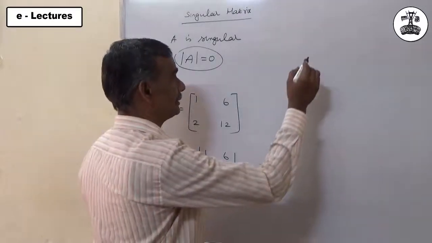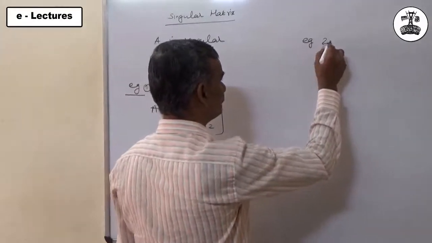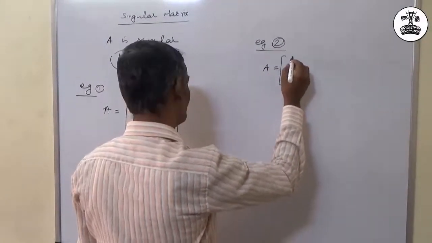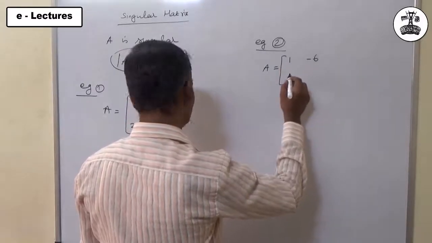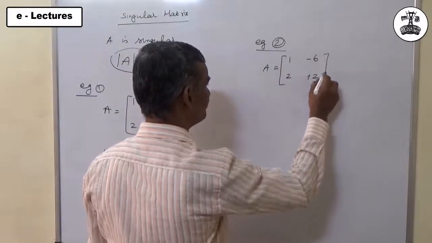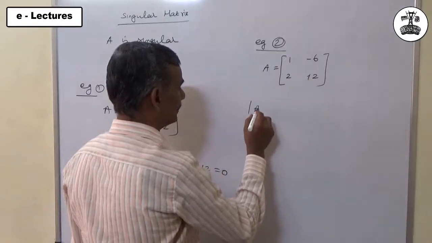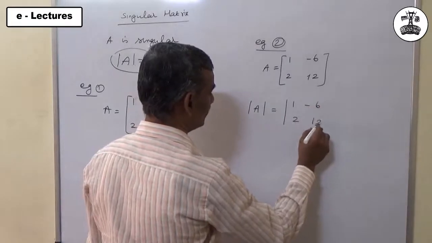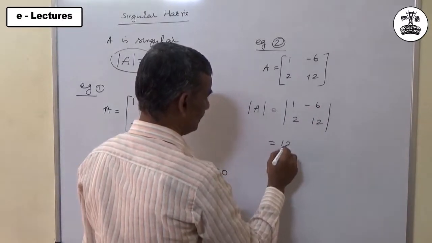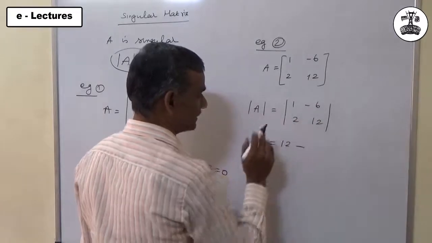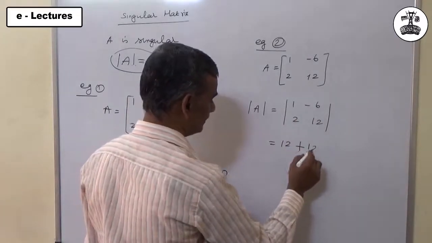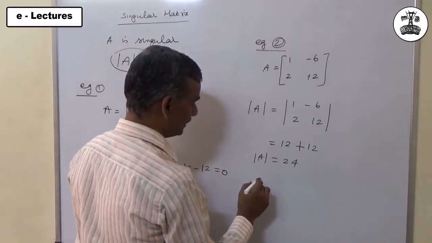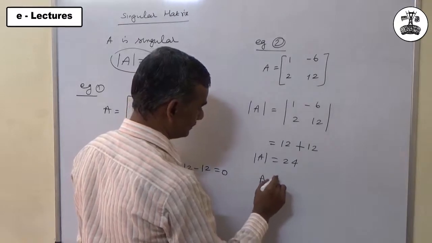Right. Example number 2. A is equal to 1 minus 6 2 12. So determinant A is equal to determinant 1 minus 6 2 12. This is equal to 12 minus 2 into minus 6 minus 12, so plus 12. This is equal to 24. So determinant A is equal to 24. So A is non-singular.